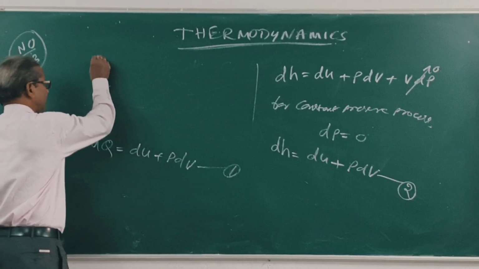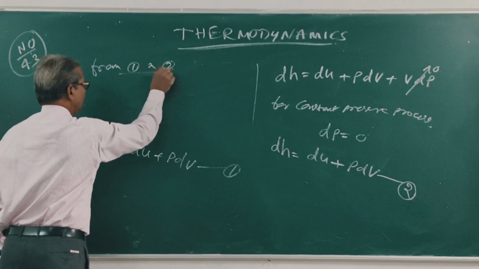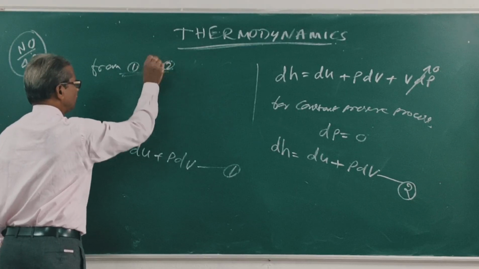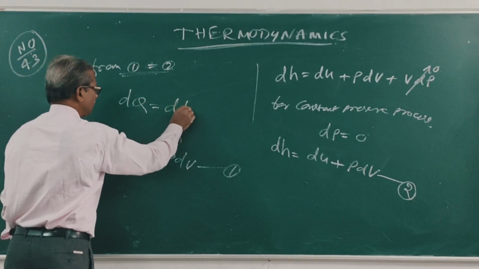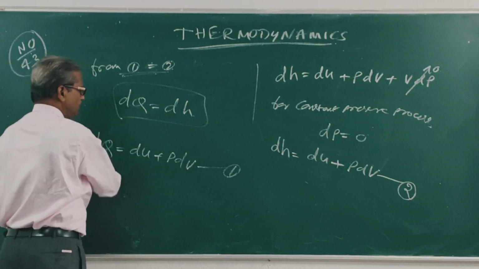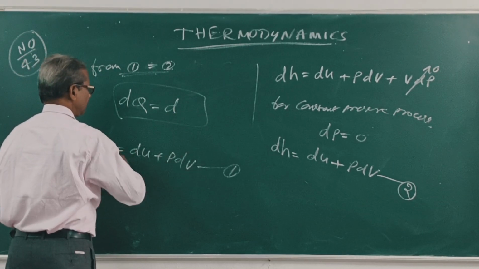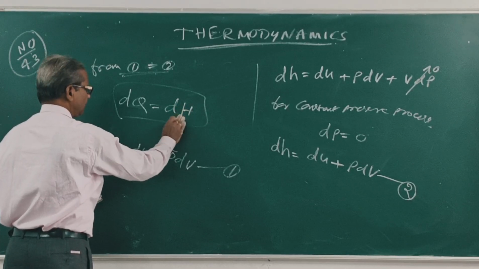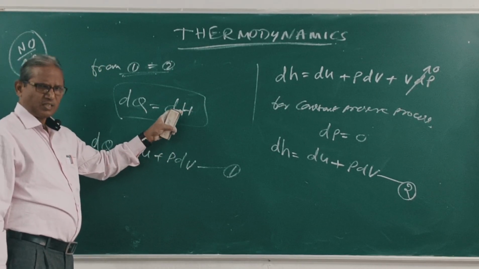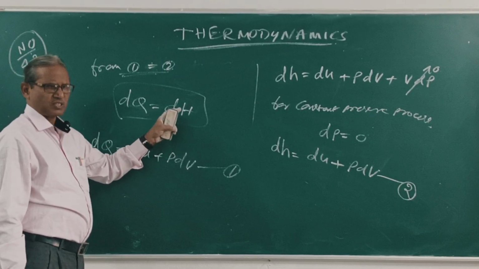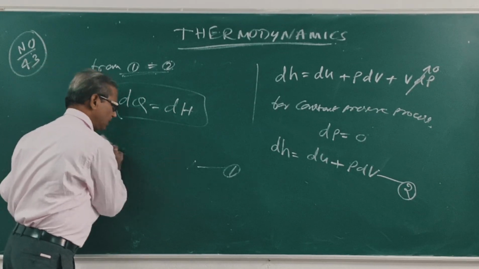So from Equation 1 and 2, dQ is equal to dH. That is, the heat transfer is equal to the change in enthalpy for which process? For a constant pressure process. Clear?